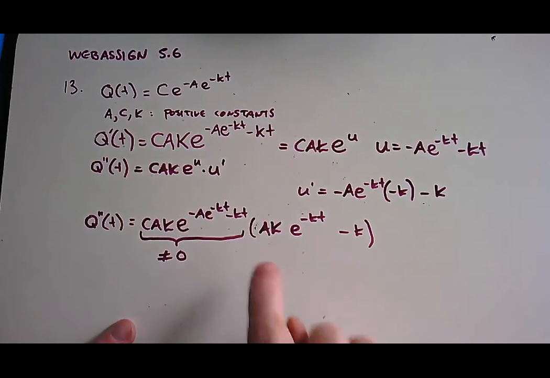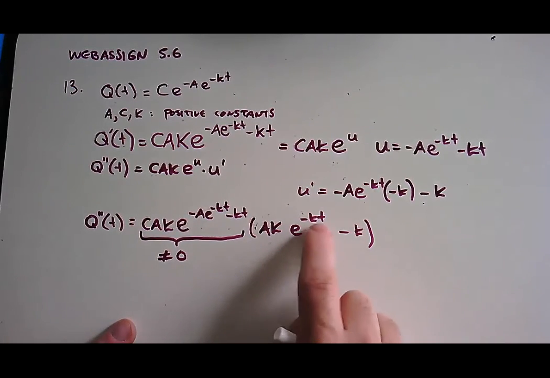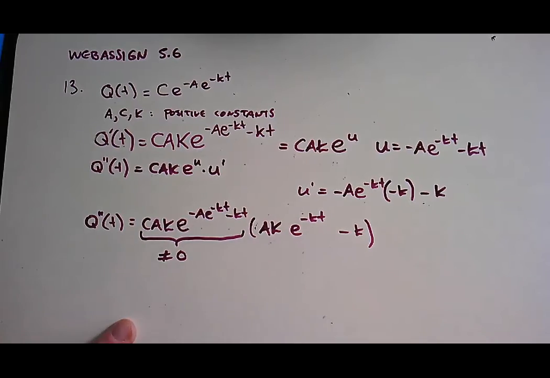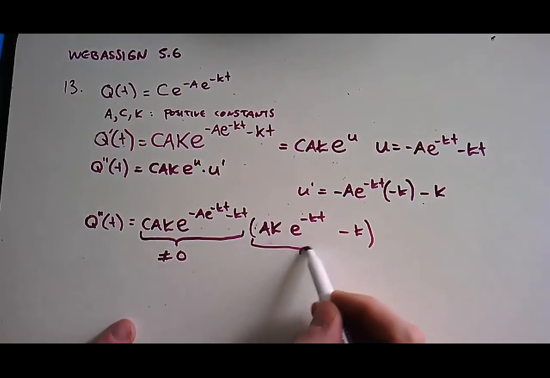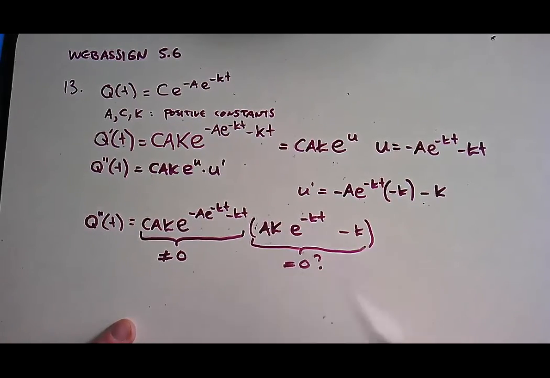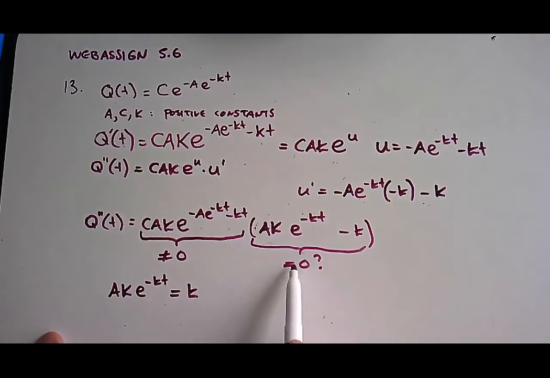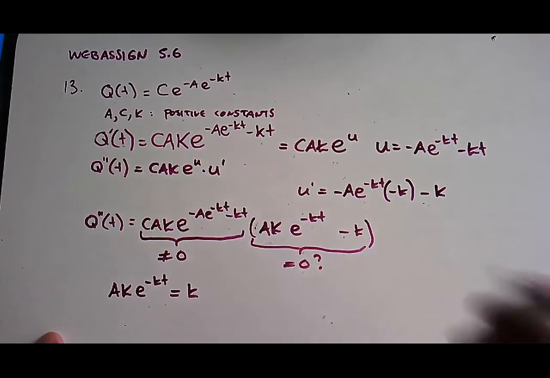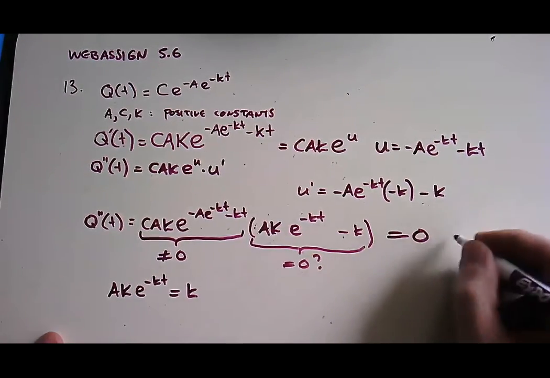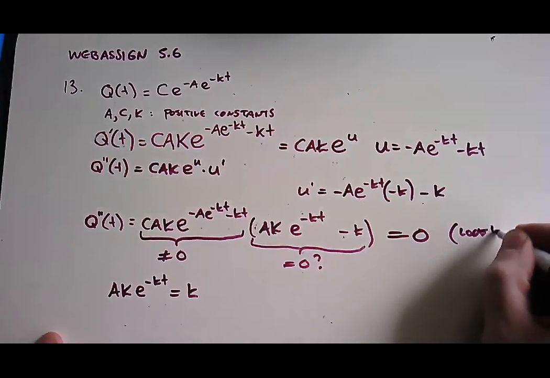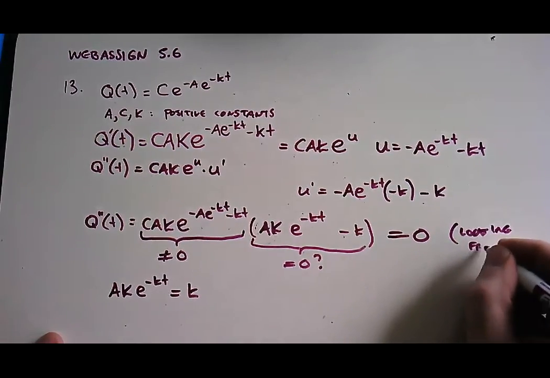So what's left over is this ak times e to the negative kt minus k. And so we should ask ourselves, could this possibly equal 0? Well, for that to be true, what would have to happen is that a times k times e to the negative kt would have to equal k, right? If those two things were equal, then their difference would equal 0. And we want this to equal 0 if we're looking for inflection points.